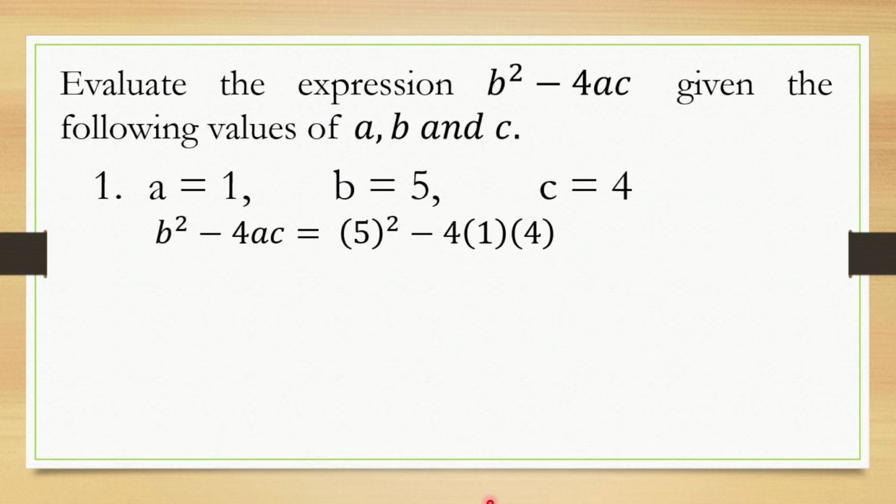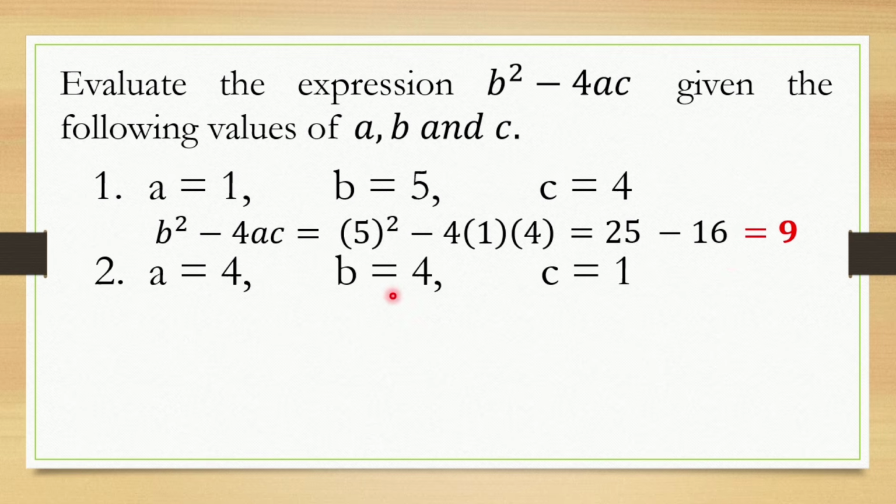Alright, so let us substitute the values. So I have here b squared. Since our b is 5, we will have 5 squared minus 4, copy 4, that is our fixed value, and then our a is 1, and then c is 4. Okay, so we will simplify. 5 squared is 25 minus 4 times 1, that is 4, times 4, that is 16. So we have 25 minus 16, and that is 9.